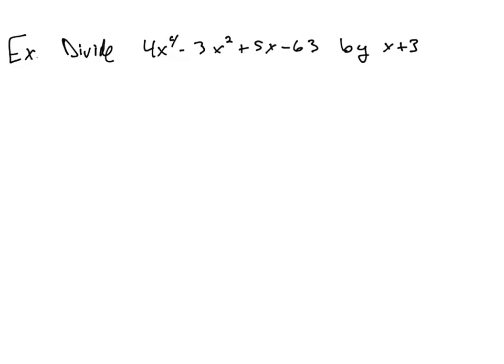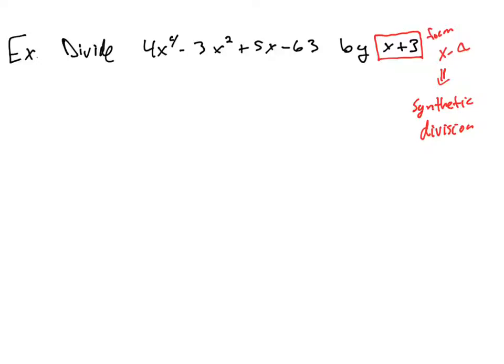All right, this next example says to divide 4x to the fourth minus 3x squared plus 5x minus 63 by x plus 3. Now, this x plus 3 is in the form x minus a. So if we are ever in this form, we can use what's called synthetic division. We could use long division, but my personal preference is to avoid long division whenever possible. So because I can divide this with a different method, I'm going to go ahead and use that.